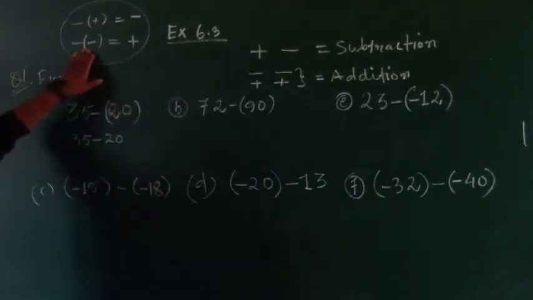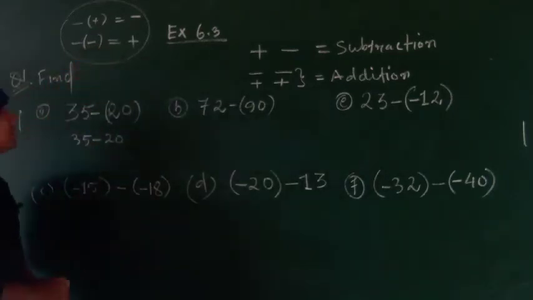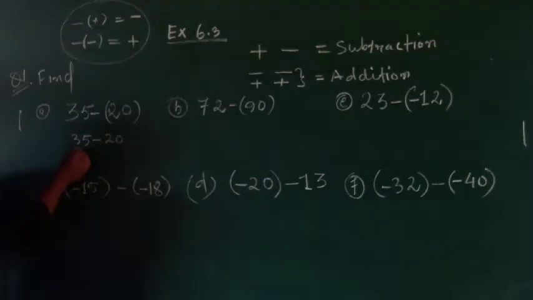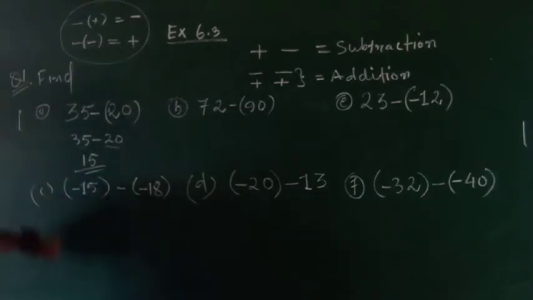This must be key in understanding. So now 35 minus 20: one is positive, one is negative, and if you subtract 20 from 35, what will you get here? Just 15, and the sign will be positive. As I told you, it can be omitted. If you don't want to write it, you can omit it.